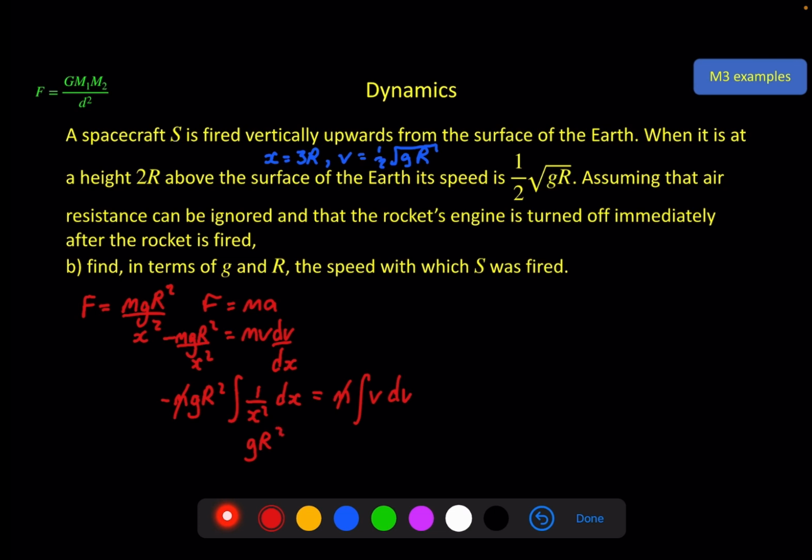We get gr squared over x is equal to v squared over 2 plus c. Now we do have boundary conditions to calculate c. We know that when the height is 2r, therefore x is 3r, then the speed is this. So if we put that in, we get gr squared over 3r is equal to 1/2 root gr squared, which is a quarter gr, and then it's also divided by 2, so you get 1/8 of gr plus c. The r squared and the r there cancel. We get gr over 3 minus gr over 8 is equal to c. 1/3 minus 1/8 is 5/24.